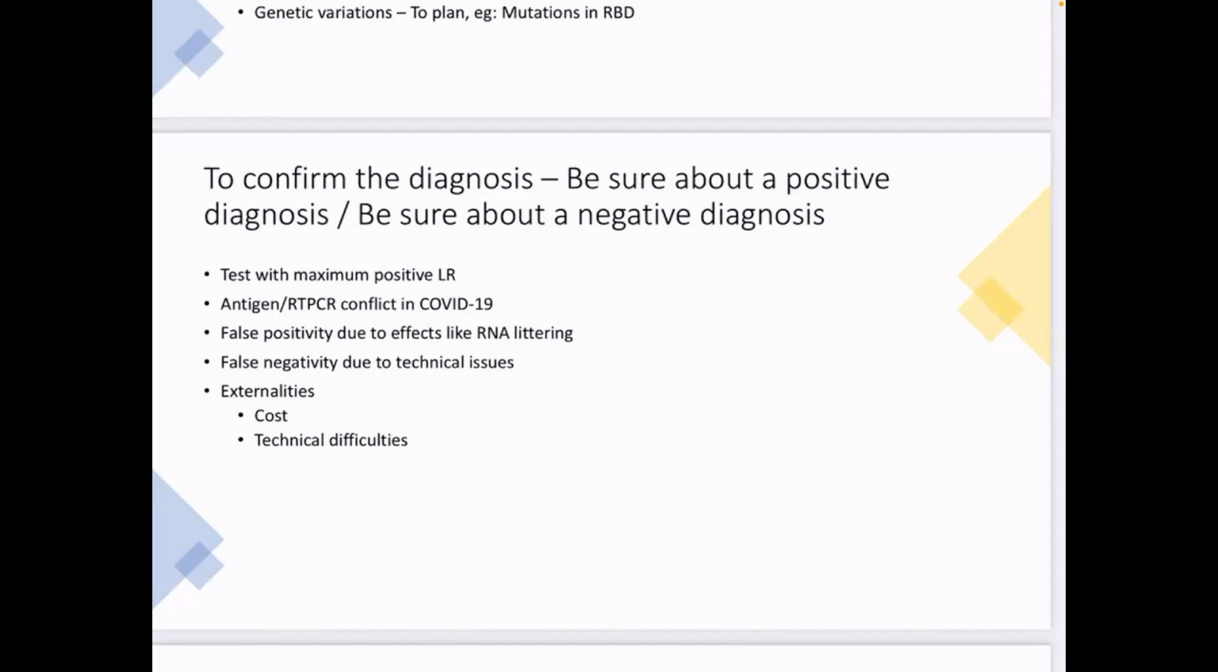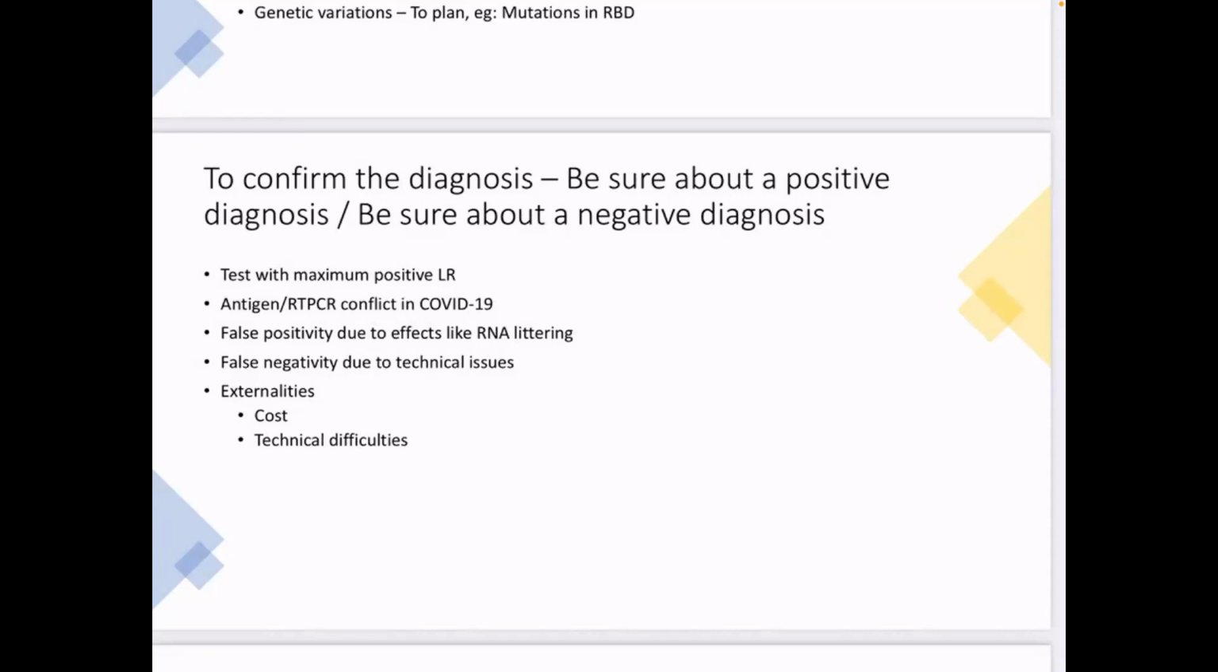If you compare antigen and RT-PCR as diagnostic tests in COVID-19, there is a lot of conflict between them. Definitely RT-PCR is technically better than antigen. The sensitivity of RT-PCR is higher than antigen, and even the specificity of RT-PCR is higher than that of antigen.